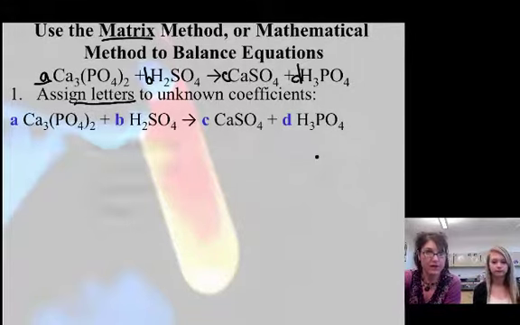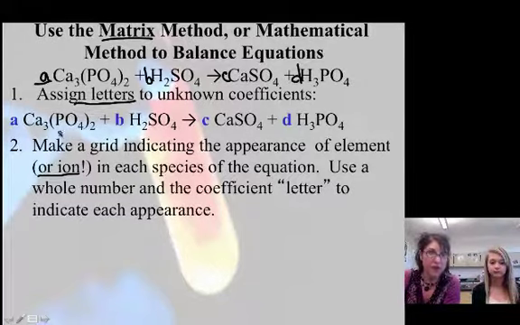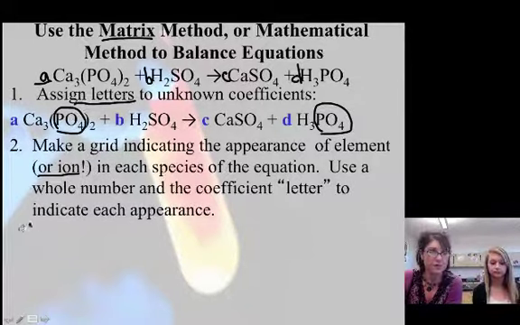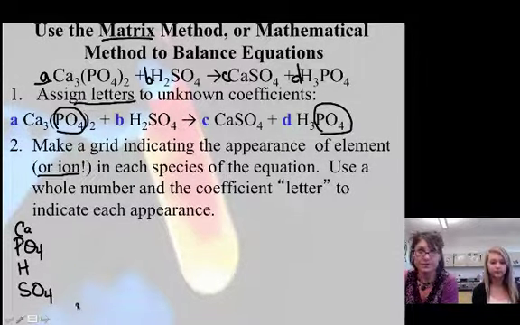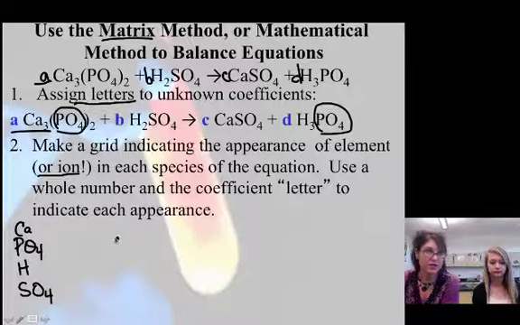There's my letters. My next step is to make a grid so that we can keep track of each element or ion in the equation. So see how phosphate is still phosphate over here? It doesn't break apart. Then I don't have to count phosphorus and oxygen separately. I can just count how many phosphates there are. Okay, so I'm going to keep track of calcium and phosphate, then hydrogen, and sulfate stays together, so I can keep track of that separately too. All right, and that would be all the things I need to keep track of. Okay, so look in my A term. How many calciums are in the A term?